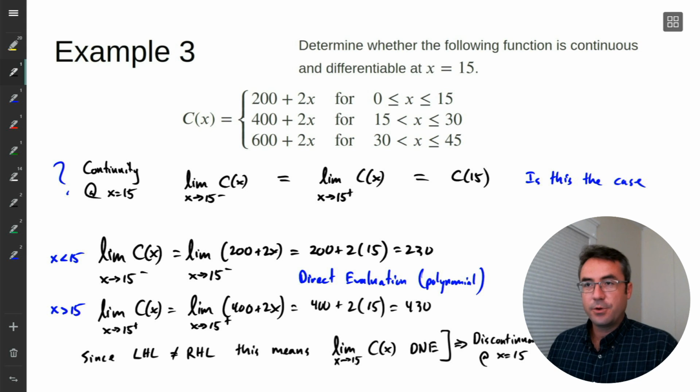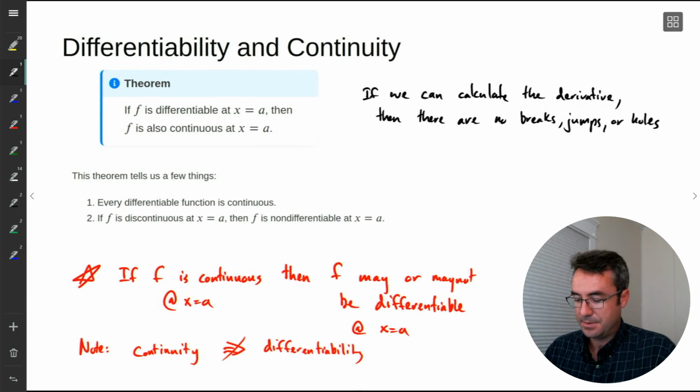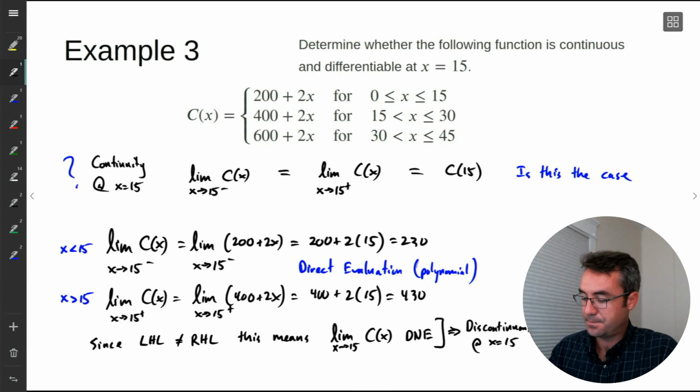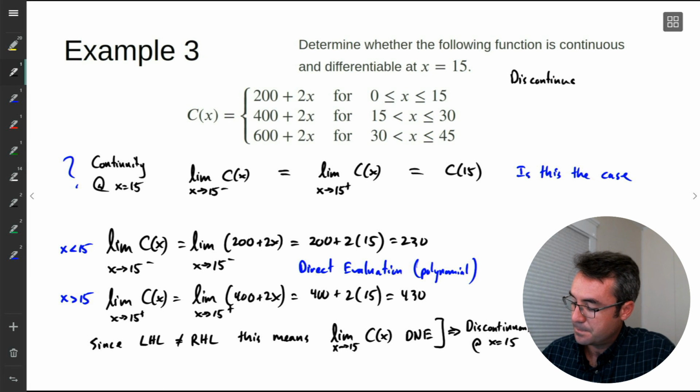From that previous result, if we know our function is discontinuous, then it's non-differentiable as well. So our function here is discontinuous, like we said, because the overall limit did not exist at x equals 15. And so that automatically means it's non-differentiable at x equals 15.